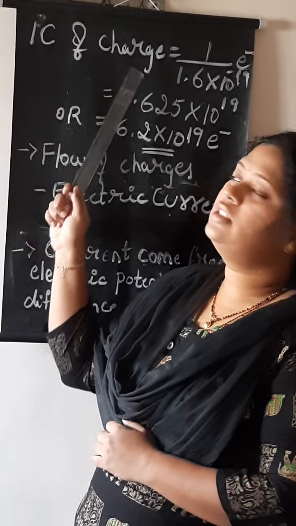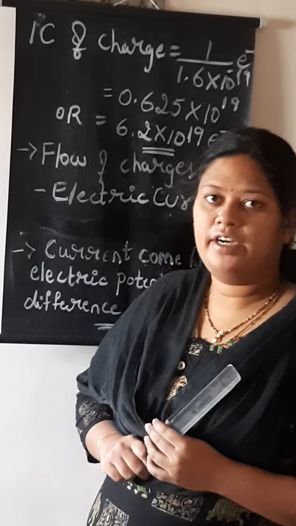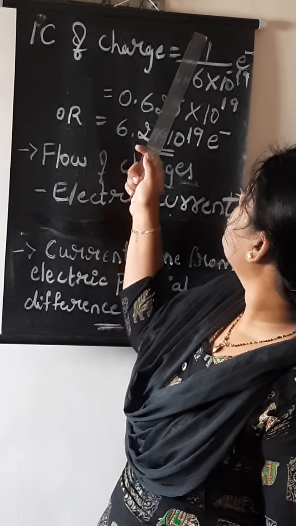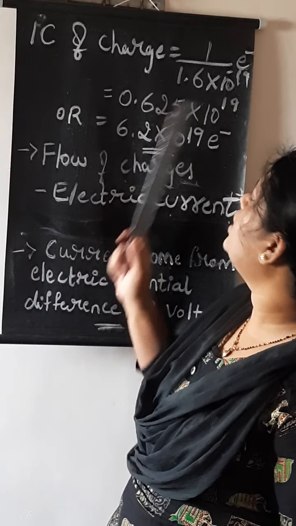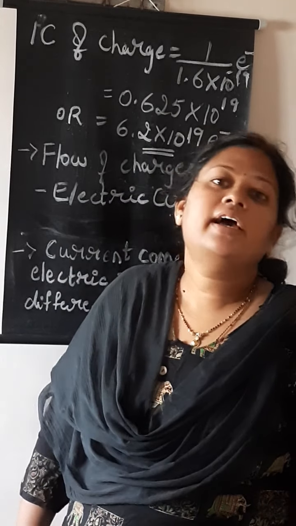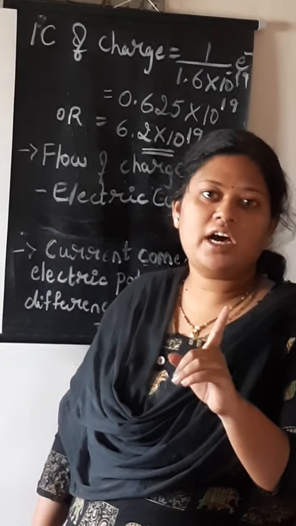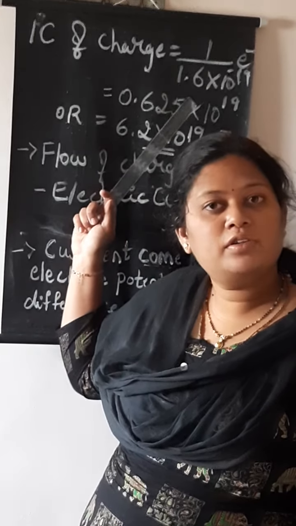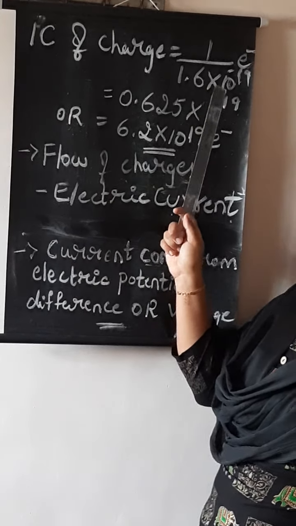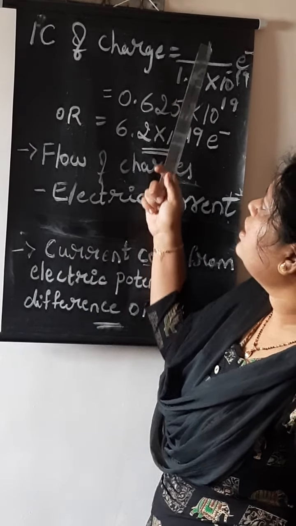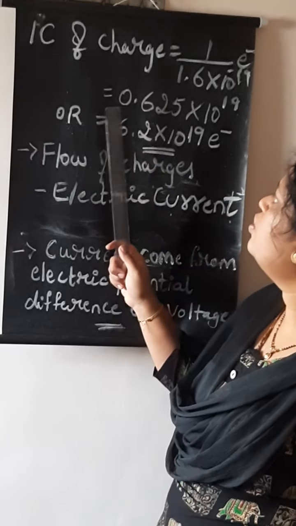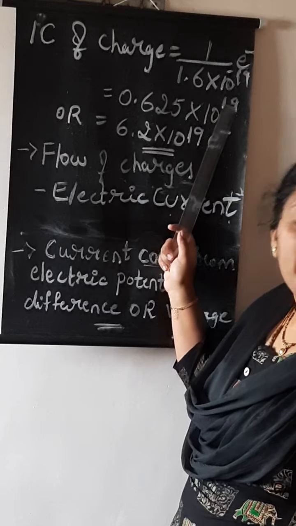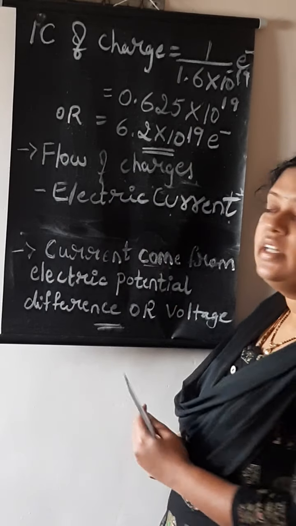1 coulomb consists of how many charges? To find that out, 1 coulomb of charge is 1 by 1.6 into 10 to the power minus 19 electrons. So 1 coulomb of charge consists of 1 by 1.6 into 10 to the power minus 19 electrons. When you simplify this, 1 divided by 1.6, you get 0.625 into 10 to the power plus 19. Why plus 19?